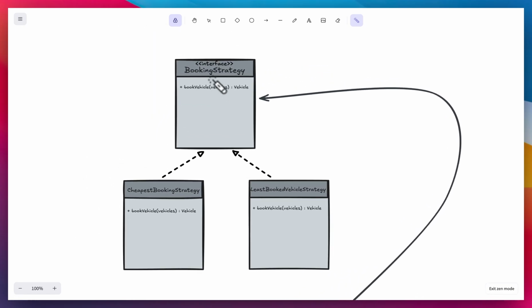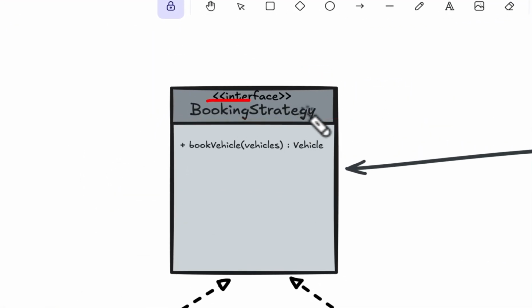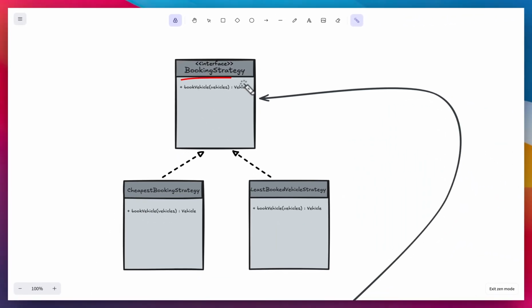Now in the booking component, we have the booking strategy as the interface, which has a function called book vehicle, and it takes a list of vehicles as the input. And this strategy has two different types of implementation. The first one is cheapest booking strategy, which will book that vehicle which is cheapest. Similarly, the second concrete strategy is least booked vehicle strategy, which will book that vehicle which was booked the least number of times.